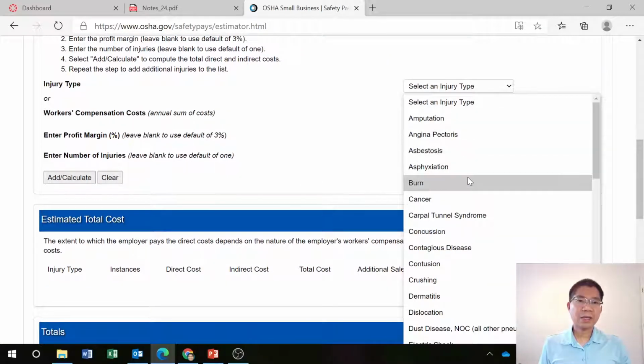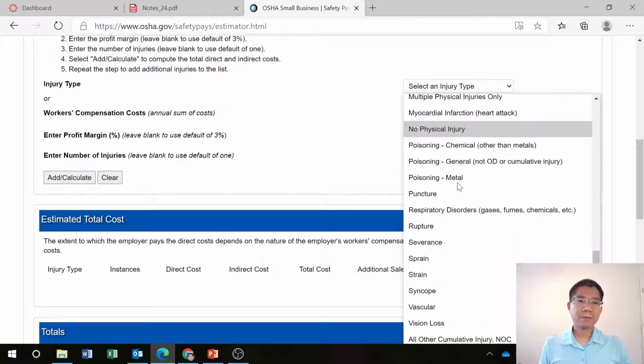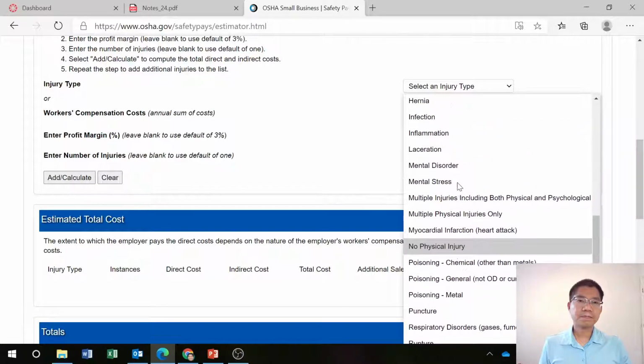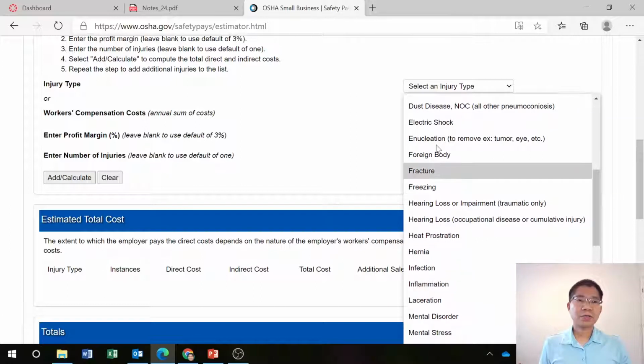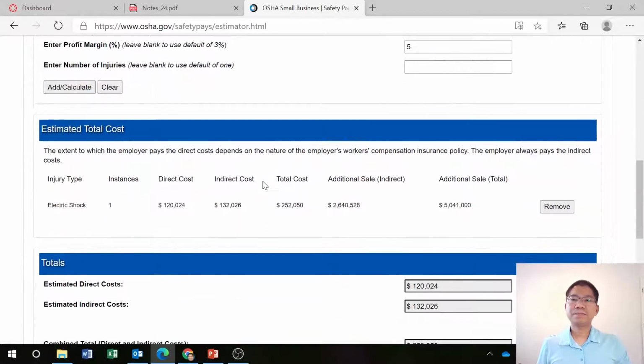If I take, let's see, electrical shock, if we have it here, electric shock, for example, it's one of the popular accidents in construction. Enter profit margin. Suppose the profit margin is 5%. Enter the percent. Enter the number of injuries, just one injury involved. So you can calculate in here.